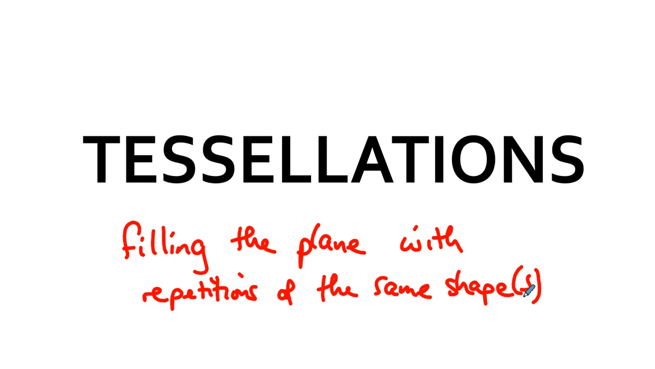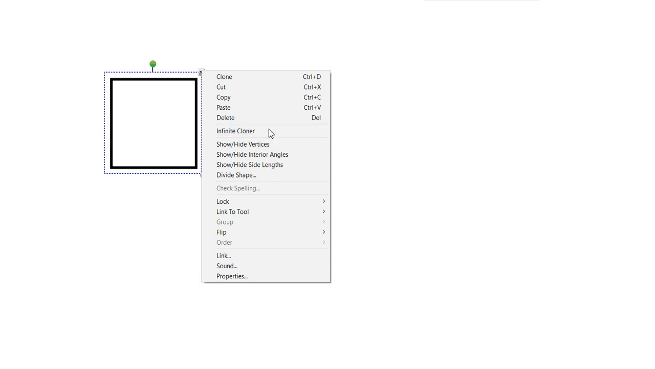So what does that mean? Well, it means that you have some shape. Maybe you have this shape. And we're going to put this shape on infinite cloner. That's going to mean that we can take this shape and put it next to itself like this. And in so doing, we can fill the plane, no gaps, no overlap. We can just fill the plane.